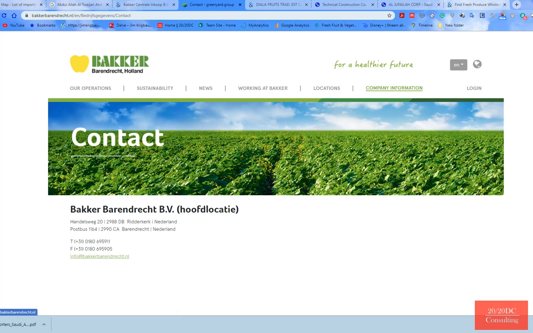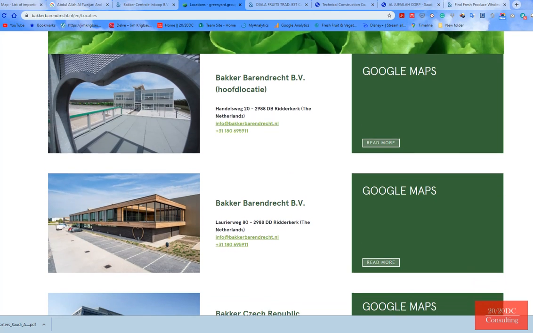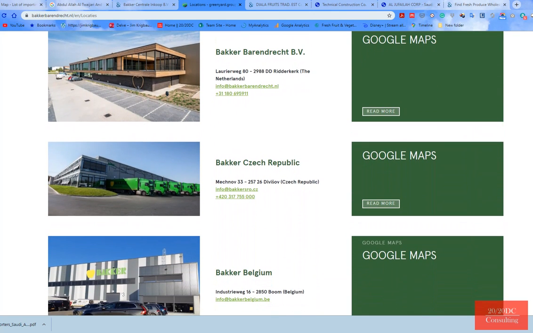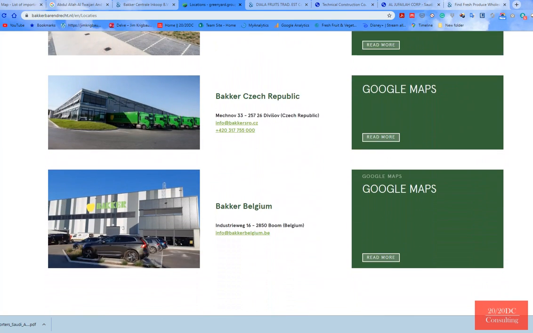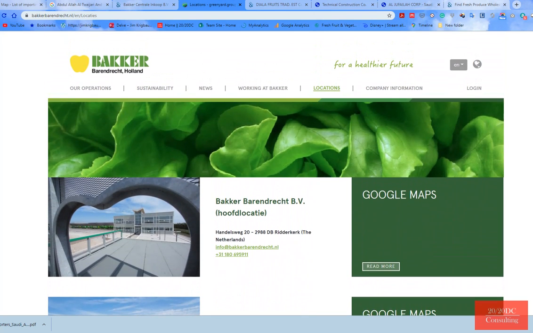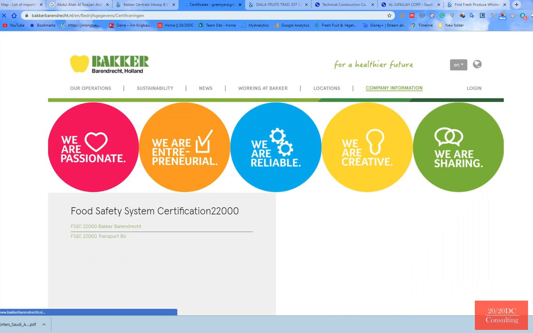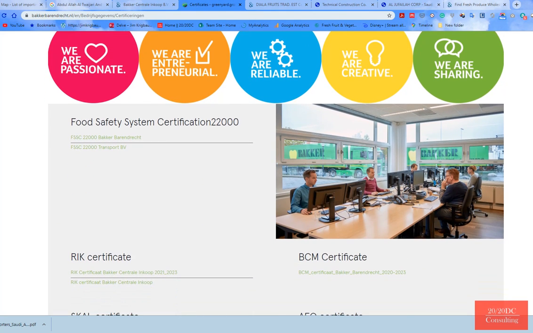and I can go to the info number, or in a lot of cases, I can look at their individual locations and contact them at their locations. As you can see here, this particular company is active in the Netherlands, in the Czech Republic, and Belgium. So very, very active company, definitely a company that we want to take a look at. You can look at their products, company information, certificates, what certificates they require, what certificates they have. FSSC 22000.